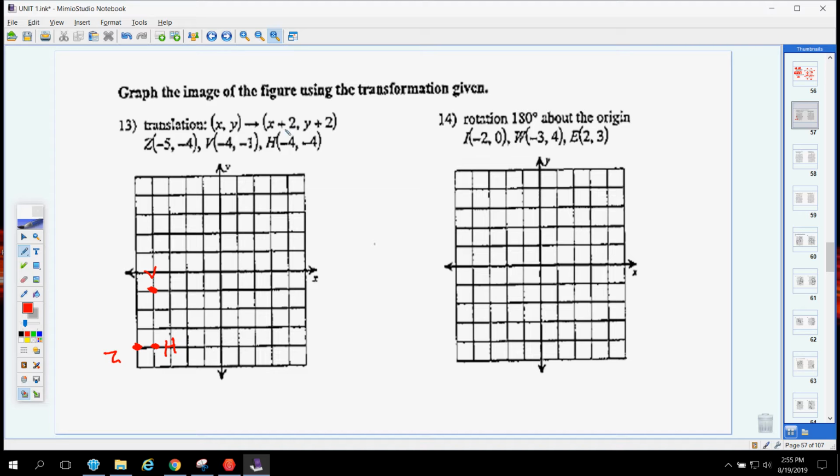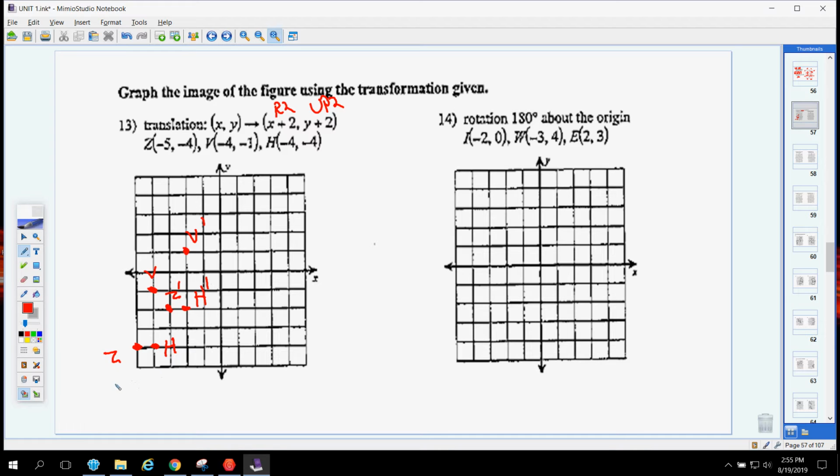And then we have a translation that says basically move right 2 on the horizontal and move up 2 on the vertical. So we go right 2, 1, 2, and up 2, 1, 2. And that's going to be V prime. Here we go Z, 1, 2, and up 1, 2. And there's Z prime. And H is 1, 2, and up 1, 2. And that is H prime.